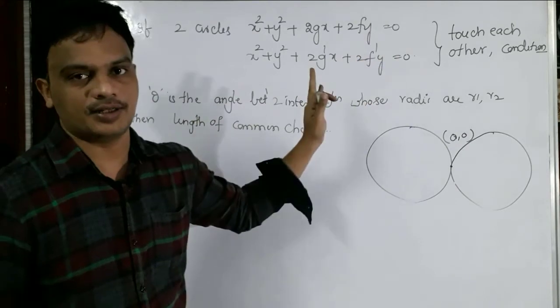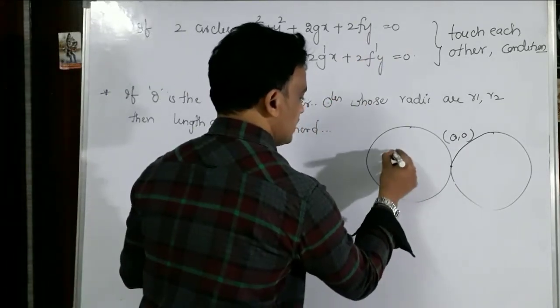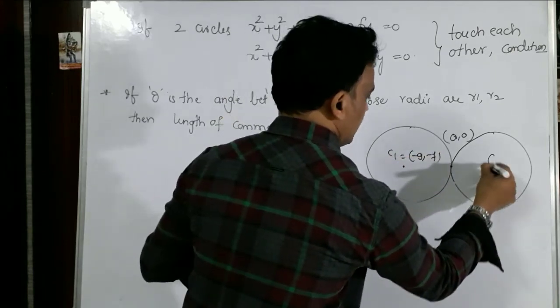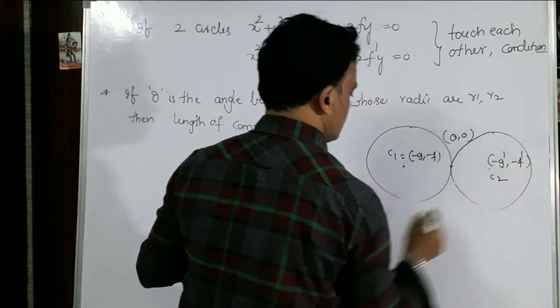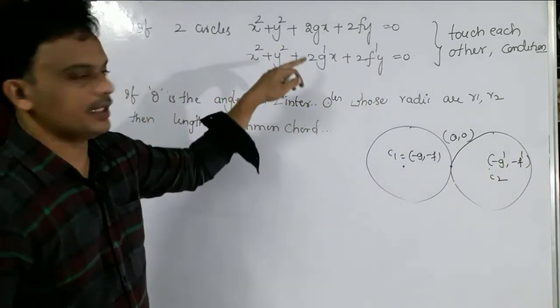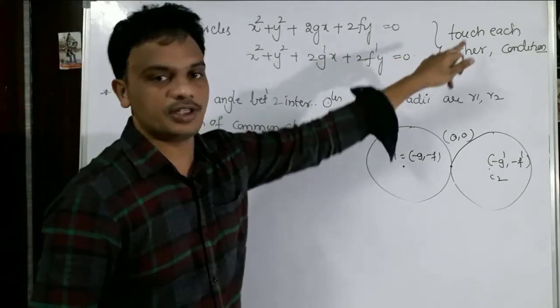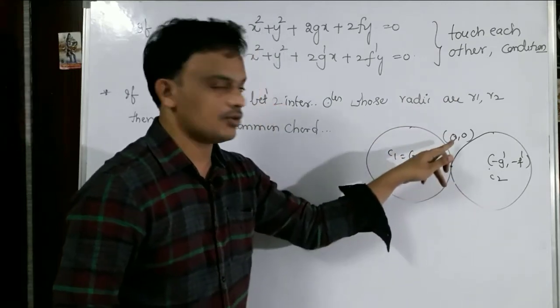Then what is the condition? One of the important things. In this case, what is the center? Minus g and minus f is C1, and the second center is minus g dash and minus f dash, C2. It is very clear. Both the circles are passing through the origin and they have given that they touch each other. So, these two circles touch each other at 0, 0.